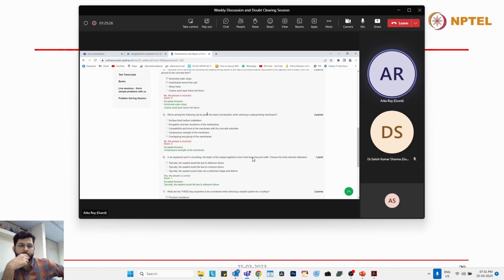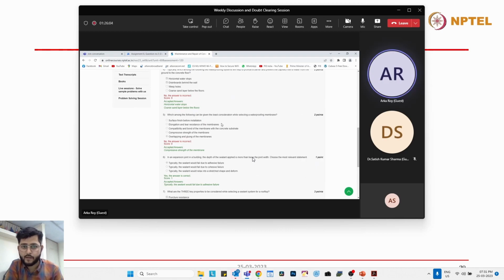Which among the following can be given the least consideration while selecting a waterproofing membrane? Surface finish before installation. The answers are released, right? So the deadline has passed. I'll discuss this. Surface finish needs to be good because for the waterproofing membrane to have a good bond between the substrate concrete and itself, we need a good surface finish before installation of this membrane.